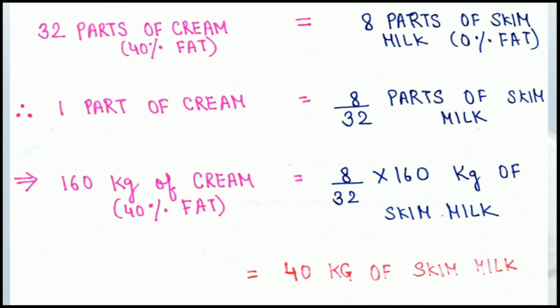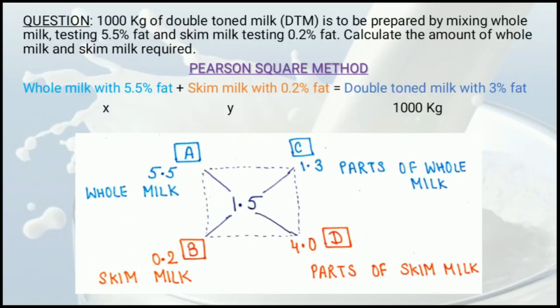It means into the 160 kg of cream which has 40% fat, 40 kg of skim milk which has 0% fat is to be mixed so that we can get a cream with 32% fat. So this is how these questions are solved. Let's take another example so that the concepts can be more clear.